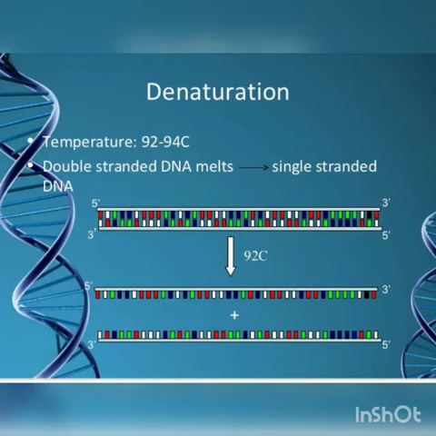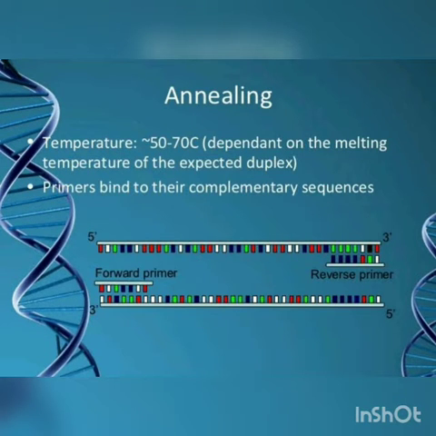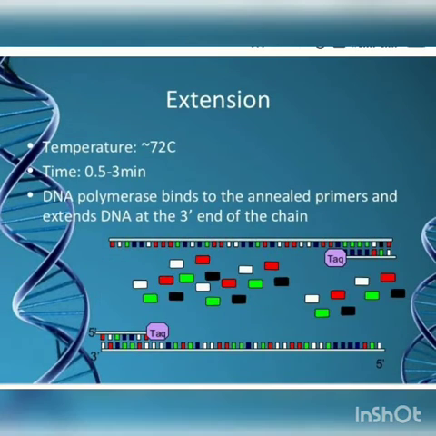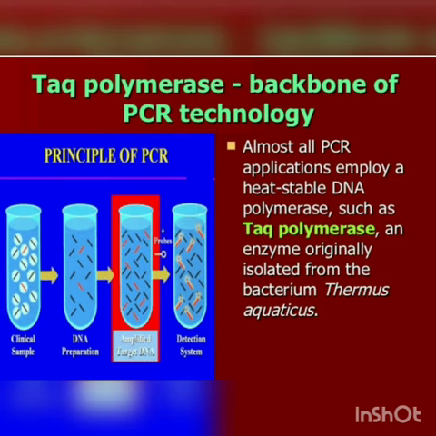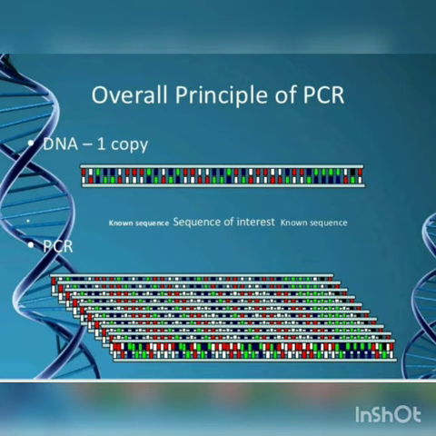This is called denaturation. Each strand is allowed to hybridize with a primer, that is called primer annealing. The primer template is used to synthesize DNA by using Taq DNA polymerase. What is meant by Taq? That means it is a bacterium called Thermus aquaticus. Thermus aquaticus DNA polymerase is an enzyme which helps to synthesize a large number of DNA.